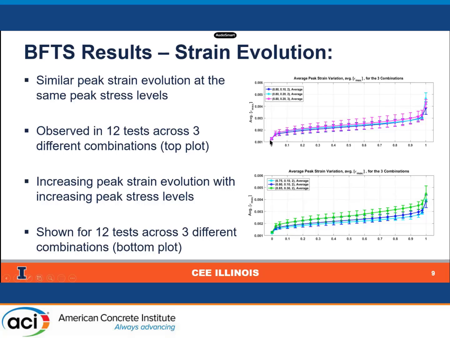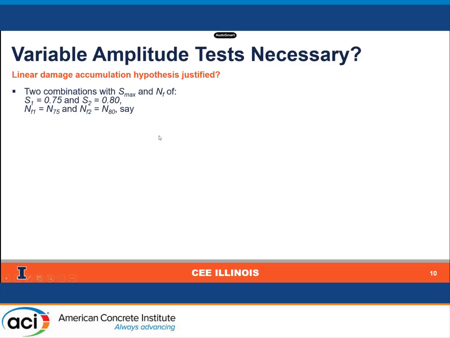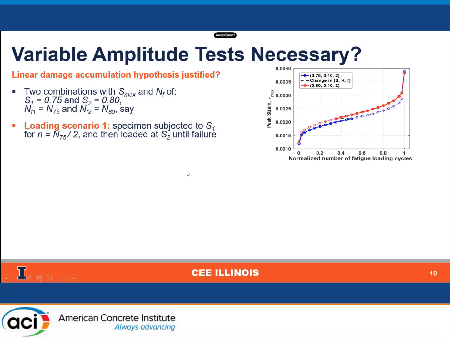So having done the basic fatigue test series, our next step was to answer the very first question, which is, are variable amplitude tests necessary? Or another way of looking at it is, is a linear damage accumulation hypothesis justified? To answer this question, we consider two combinations. Let's say with peak stress levels of 75% and 80%, and let's say that their failure number of cycles were just N75 and N80. So if we consider two loading scenarios. In the first one, we would load it at the stress level of 75%.